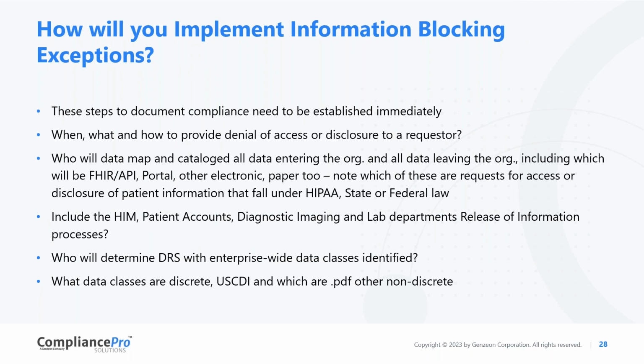Let me see. So just a few more things. I know we want to get done in time for a few questions, but you've got to figure out for compliance when, what, and how to provide denial of access or disclosure to any requester group. So make sure you're looking through all your requester types and deciding what information blocking might also apply, not only HIPAA. We think you very much have to data map and catalog all of your data that enters your organization.